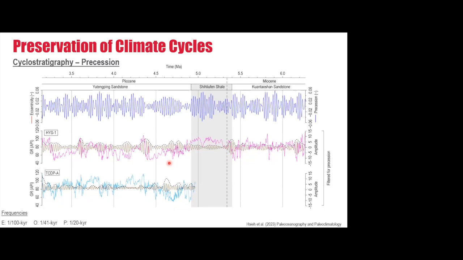And lastly, looking at the 20,000-year cycles, in the Guangdao sandstone, we see that generally the strength of the 20,000-year signal preserved in the gamma ray record is quite low, despite seeing very strong precession during this time period. And again, this signal strength drops off and then flattens out through the Shilofin shale, again, despite there being very strong precession. And then after 4.9 million years, the amplitude increases again, and is actually strongest through the Yutongping sandstone.